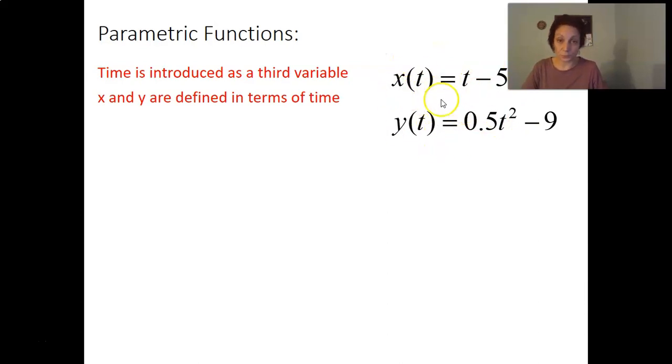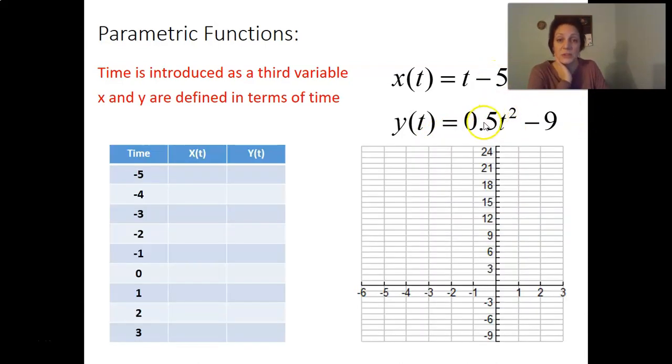So often we see something like this. In this case, our x coordinate is given by t minus 5, and our y coordinate is given by 0.5 t squared minus 9. So at any given time, its x position is going to be that time minus 5, and its vertical position is going to be given by half of that time squared, minus 9. Because we have those two equations, we're able to make a table of values for a parametric function, and when we plot those points, we're able to graph the path of the object, because again, these coordinates are going to give me its position at any given time.